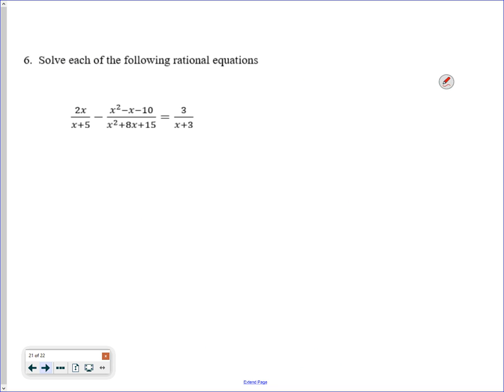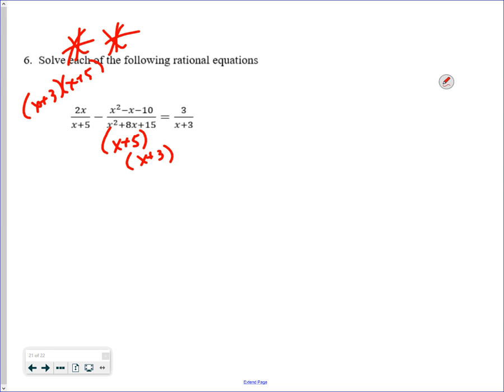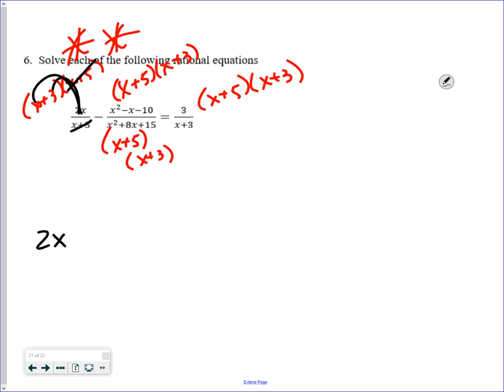Now, for the big finale, definitely one on your test like this. The middle one factors, x plus 5 and x plus 3. So when I'm multiplying through by the common denominator of x plus 3 and x plus 5, I would multiply each one of these. All right, so now let the canceling begin. The x plus 5s cancel. I'm left with 2x times x plus 3.